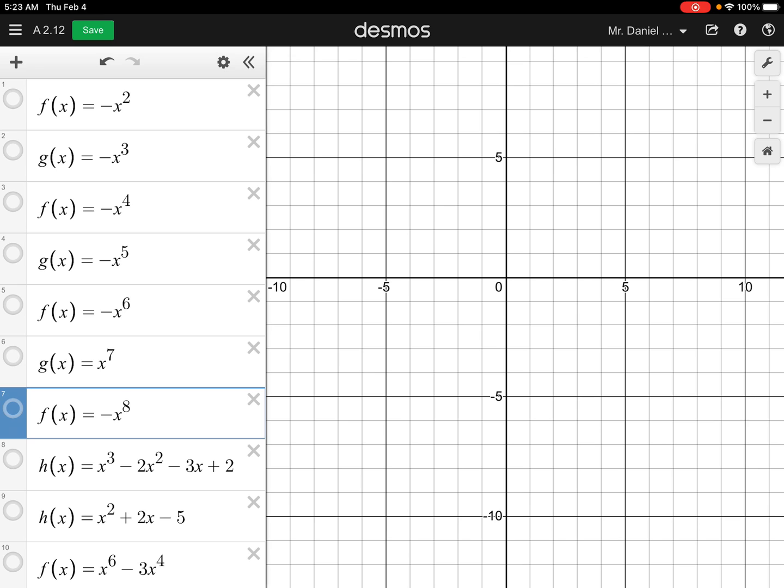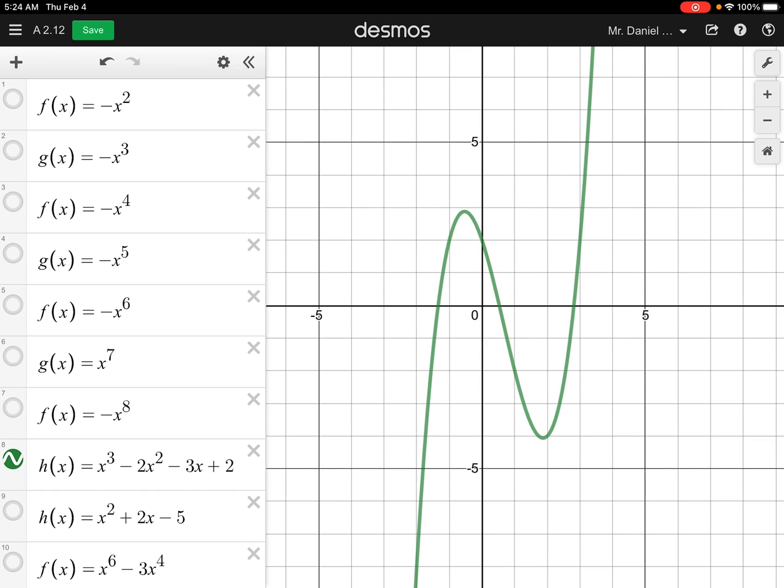What about this one, number 8? H of x is x to the third minus 2x squared minus 3x plus 2. Well, this has x to the third stuff in it, so that's the leading power, the degree. But then I have an x squared second, and then I have an x, so it has a little bit of both. What is this going to look like? Like a regular cubic function. This is not the exact same in the top right as it is in the bottom left, in quadrant 1 and 3, or in quadrant 2 and 4.